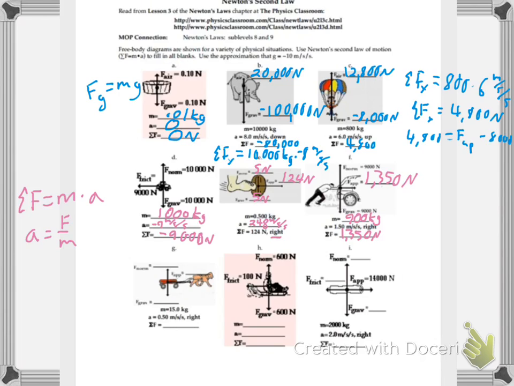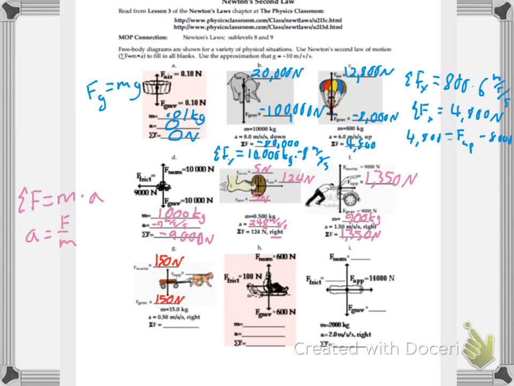Working down to G. We're given a mass of 15 kilograms. So again, force due to gravity, F sub G, equals mass times your gravitational field strength of 10. So here we have 15 kilograms times 10 newtons per kilogram to get a force due to gravity of 150 newtons. The question says that we're accelerating to the right, which means that the normal force will also be 150 newtons to balance it out.